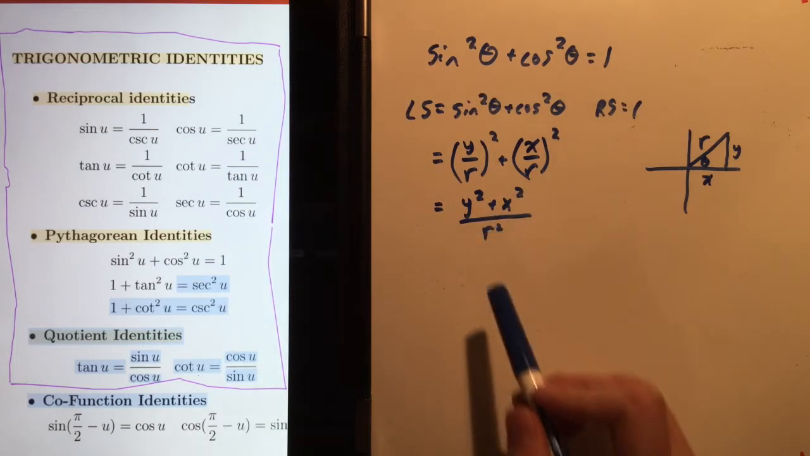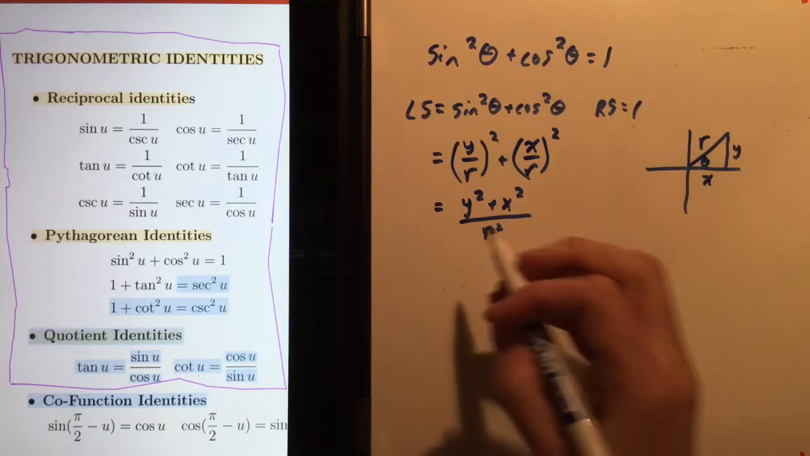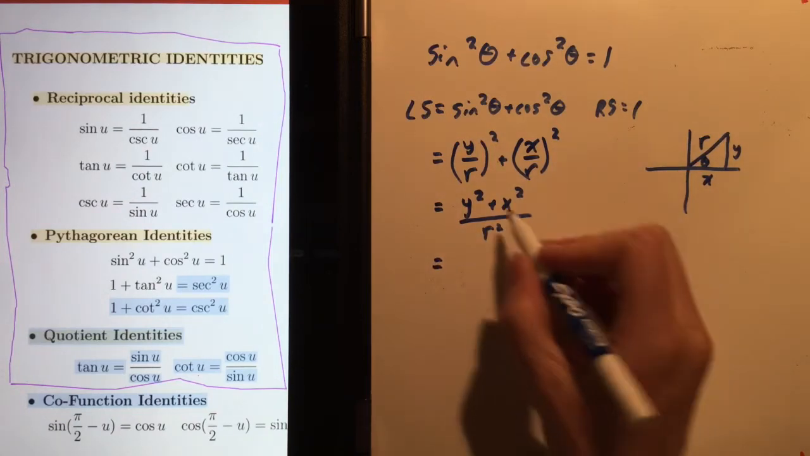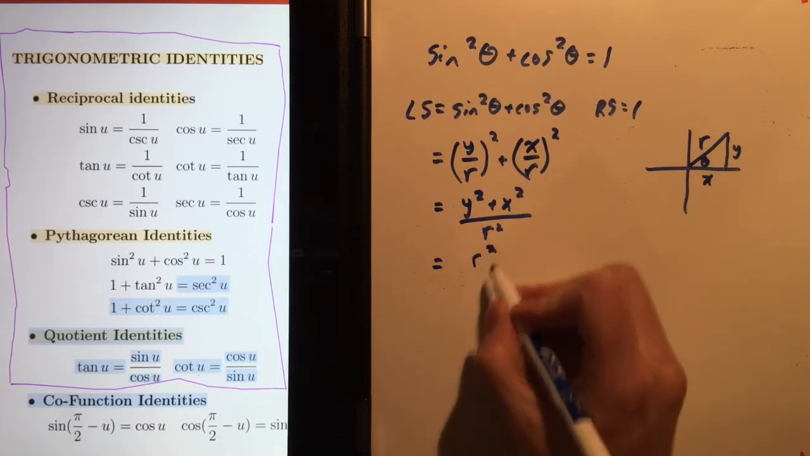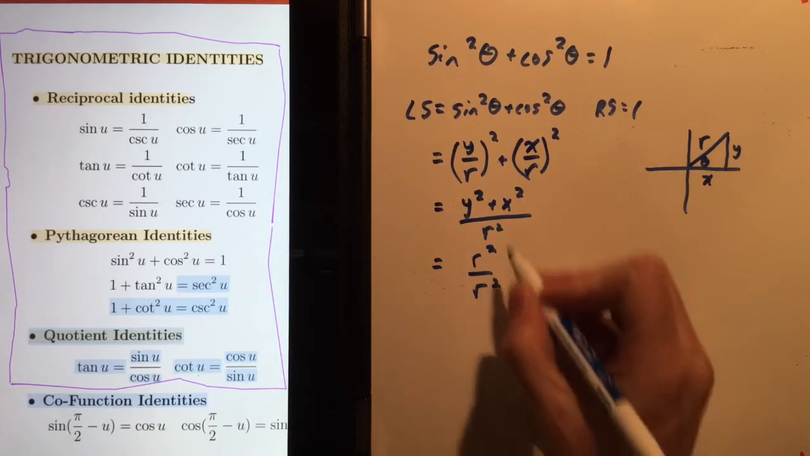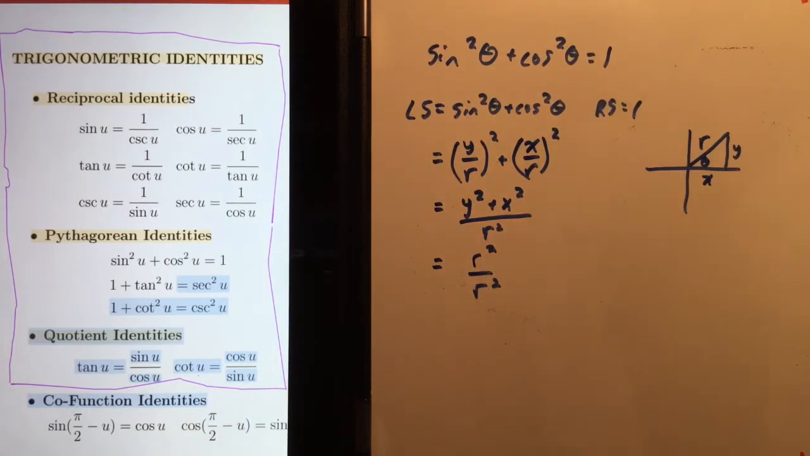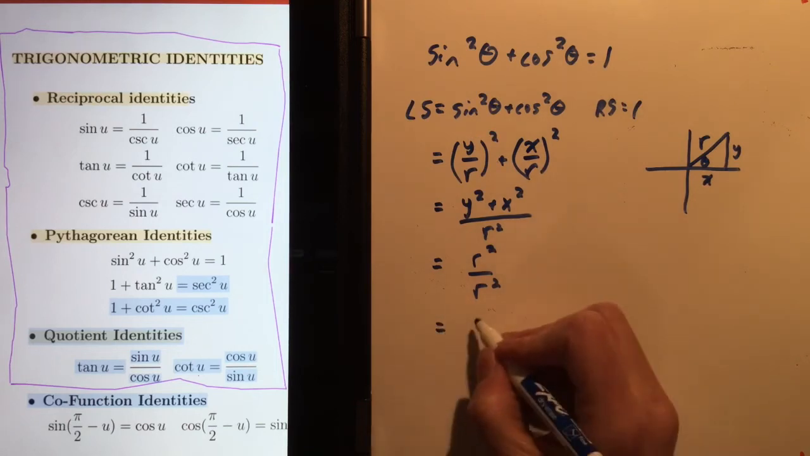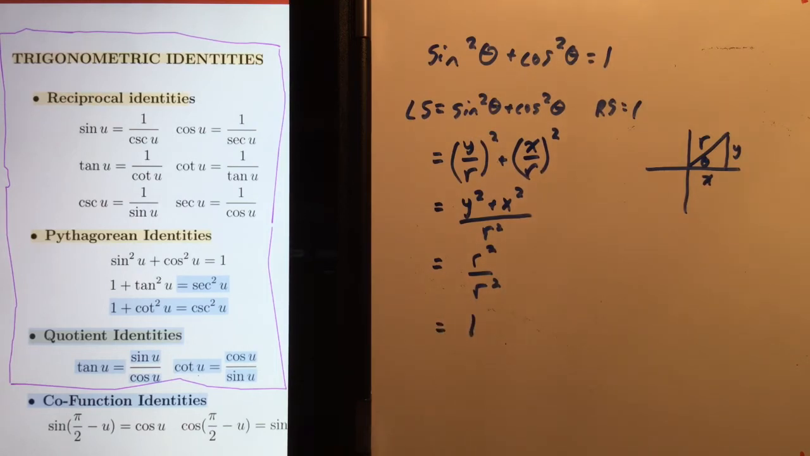You know that this has got to be equal to 1. So the only way that's going to be equal to 1 is if that numerator is also r squared, and then your numerator and denominator will be the same. So you could just throw an r squared on there, and then r squared over r squared is equal to 1. And then you could say, all right, left side equals right side, and I'm done.